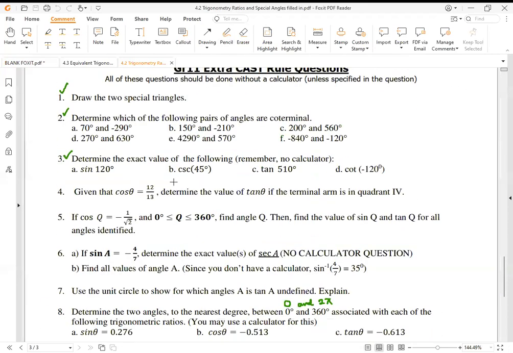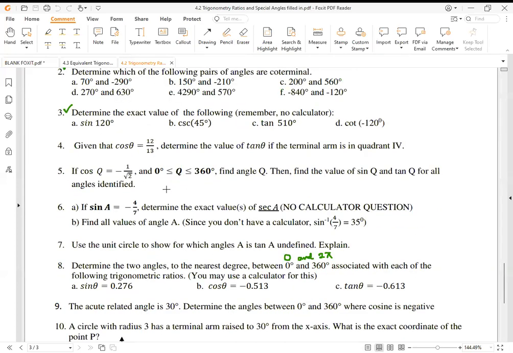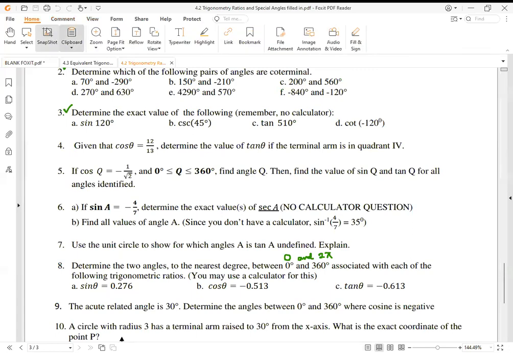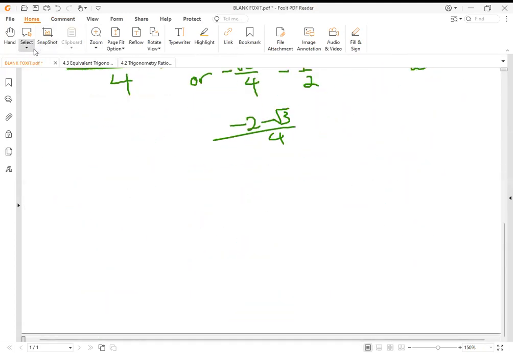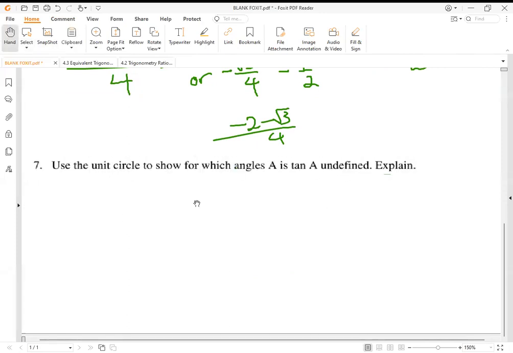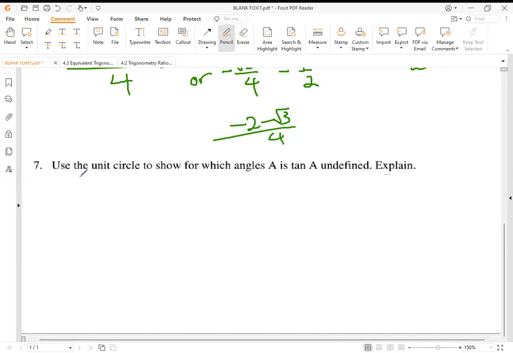Any questions from the CAST rule stuff I assigned yesterday? Yep. Number 7. Sure, that's actually more conceptual. I can definitely do that. Use the unit circle to show for which angles A is tan A undefined.